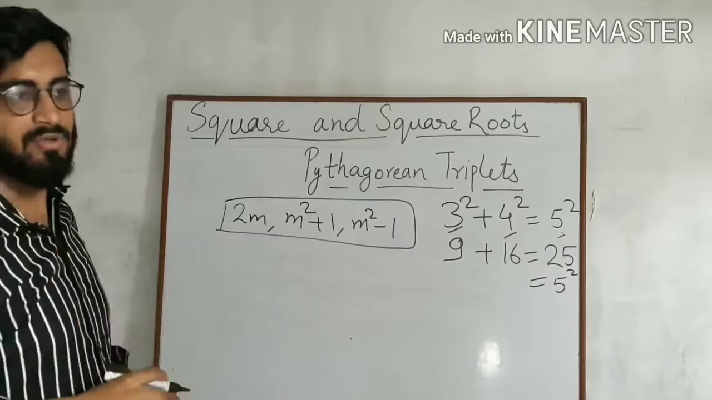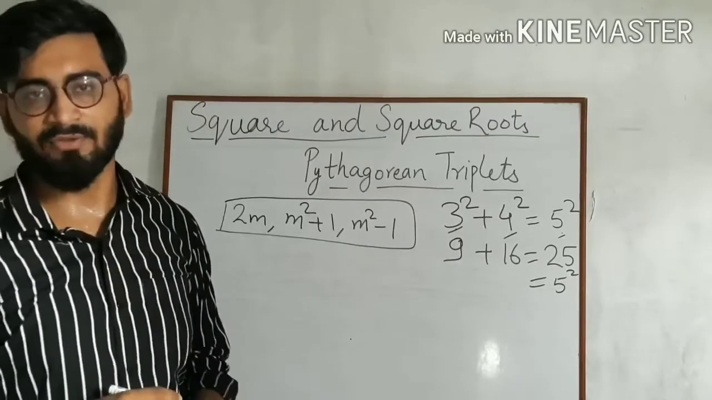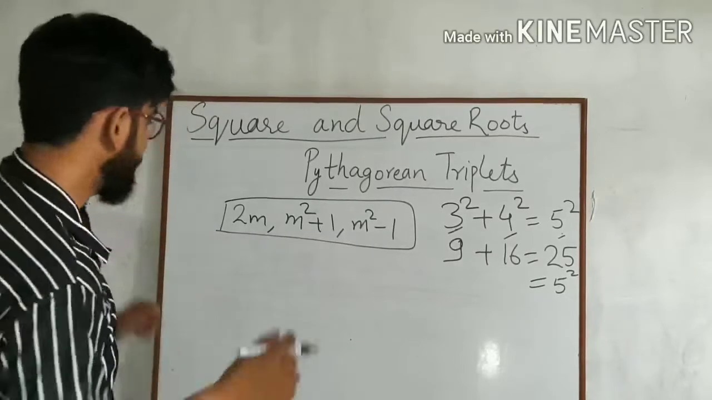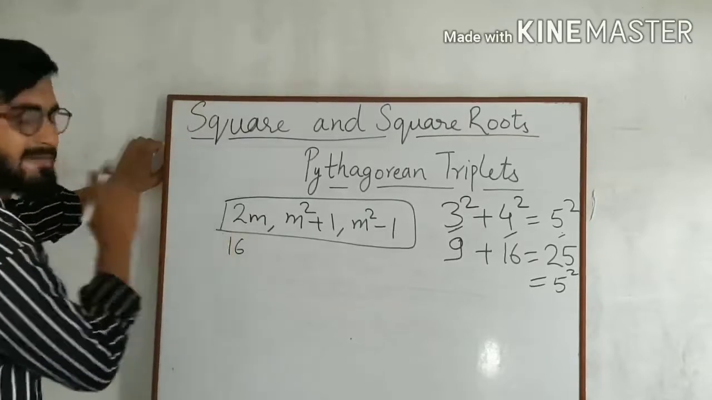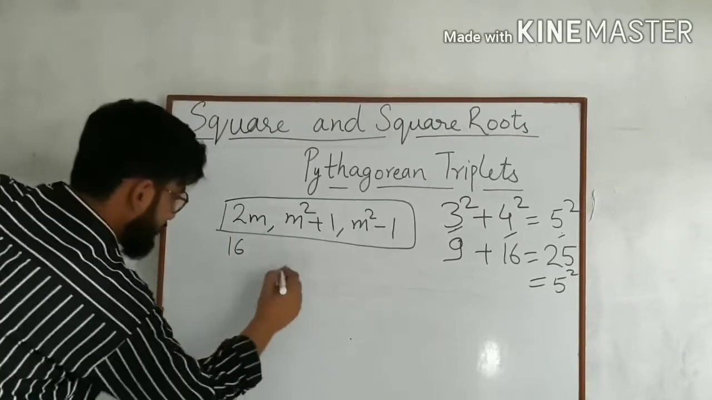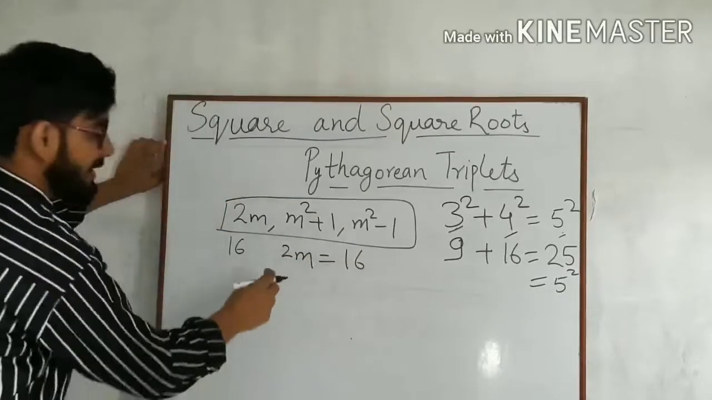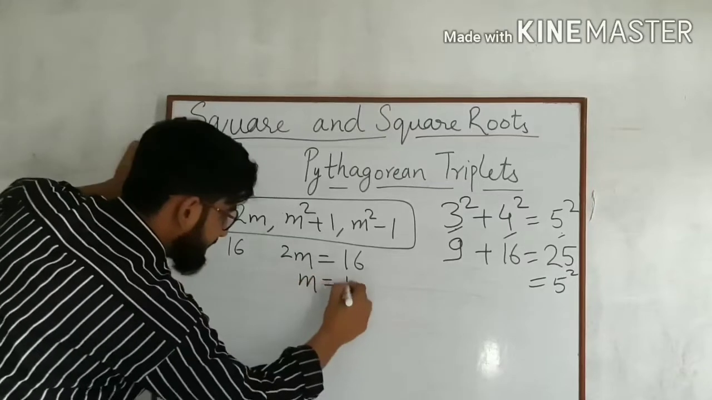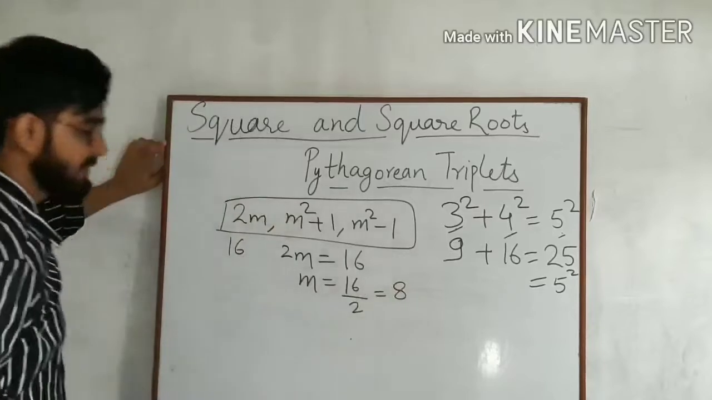Suppose you are given one member of the Pythagorean triplet, that is 16. You have to find the other two members. So one member is given to you, that is 16. So 2m is 16. So 2m is equal to 16. Then you calculate the value of m from here. Then m is equal to 16 upon 2, which comes out to be 8.